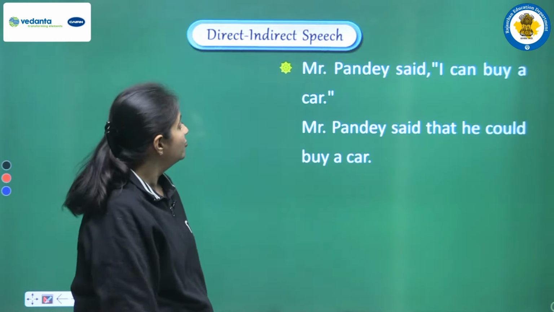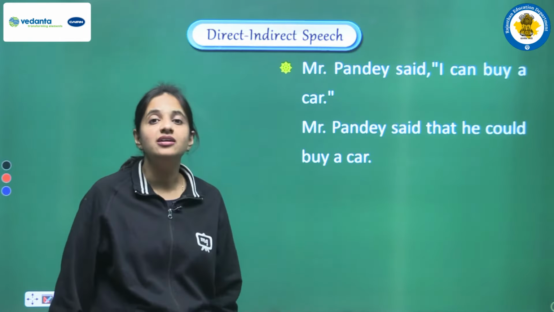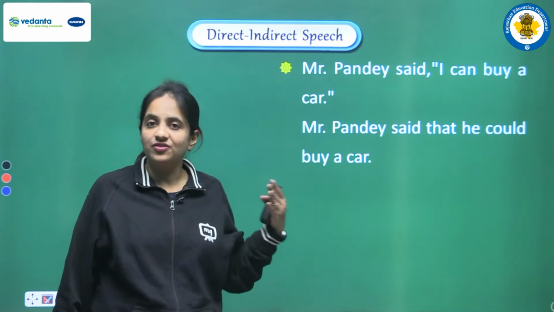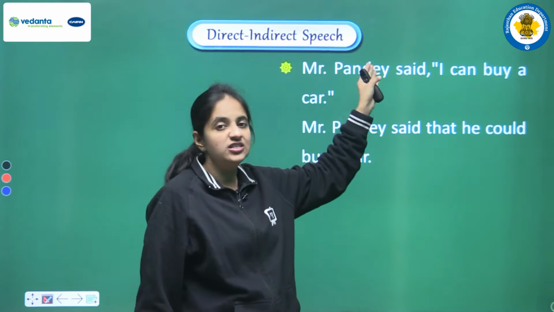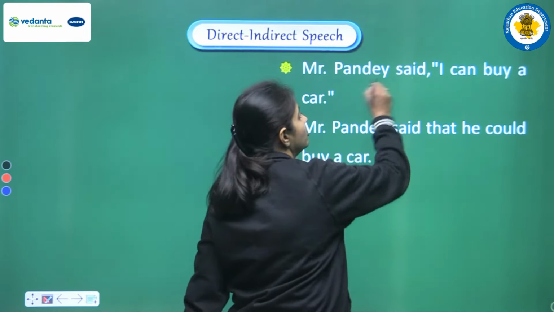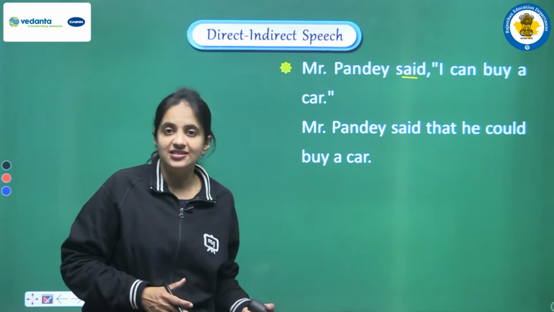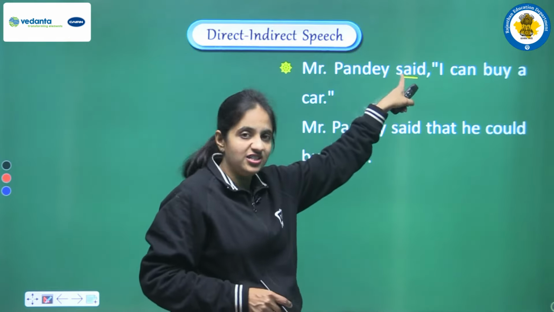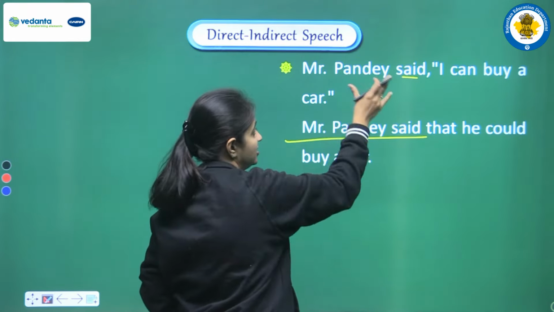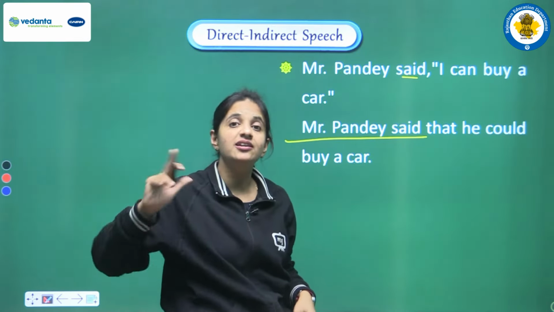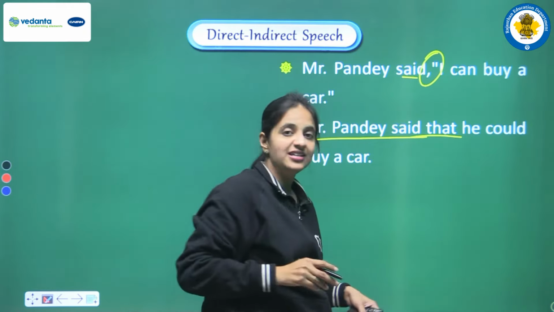Okay. One more example. Mr. Pandey said, I can buy a car. So it's also an example of an assertive sentence. So let's see the changes. First of all, let's focus on the reporting verb. In the reporting verb again we are having only said. There is no object. So in this case also we won't do any changes in said. We are writing the same reporting verb as it is. Mr. Pandey said. No change in the reporting verb. Next we are adding one conjunction, that is that.